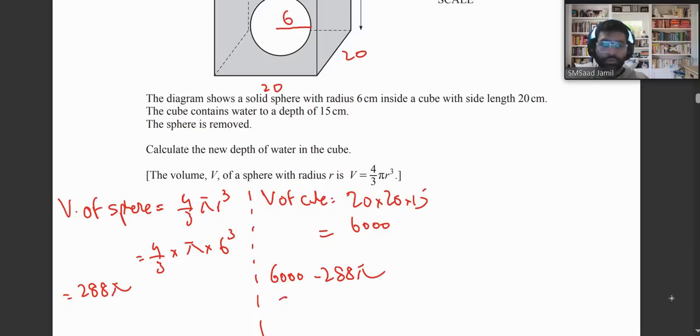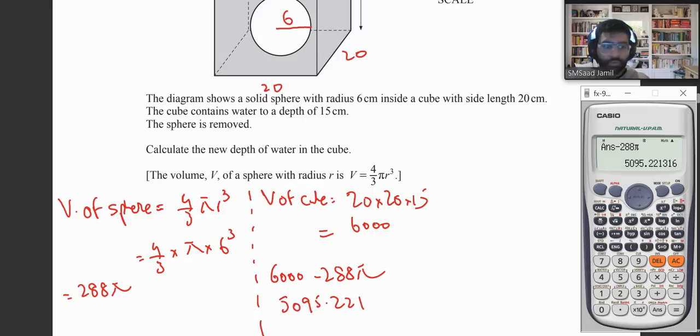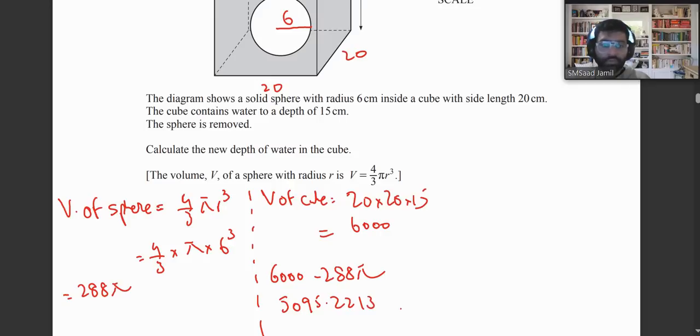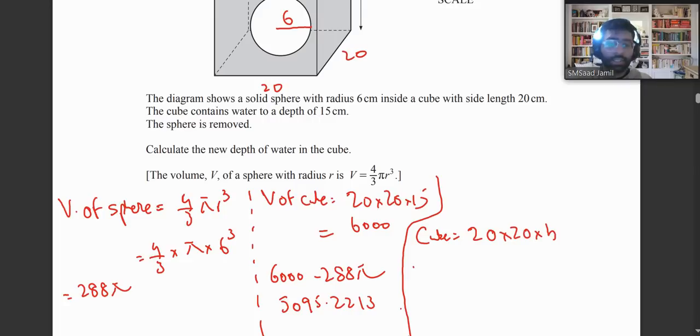509.221. So now guys, this is the volume of the water without the sphere. Now I will use the volume of cube again. We know the sides, 20 multiplied by 20, but we do not know the height. So 20 multiplied by 20 multiplied by height is now equal to the new volume without the sphere.